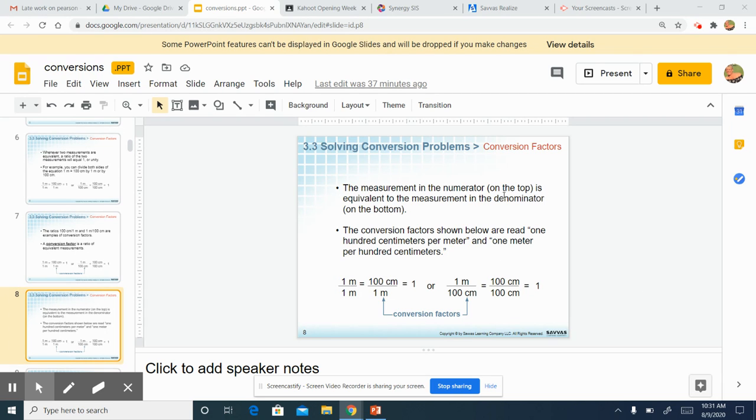So the measurement in the numerator is equivalent to the measurement in the denominator. Let's look at this one right here. So 100 centimeters has to be equal to whatever's in the denominator. And we know that 100 centimeters, that distance, is the same distance as 1 meter. So the conversion factors shown are 100 centimeters per meter, and this one is 1 meter is 100 centimeters. I'm sorry.